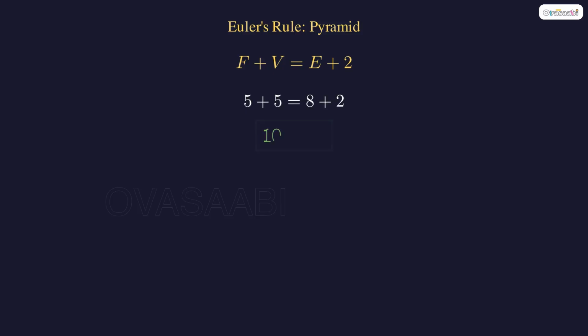Let us test Euler's rule. F plus V is 5 plus 5, which equals 10. E plus 2 is 8 plus 2, also 10. Perfect, it balances.